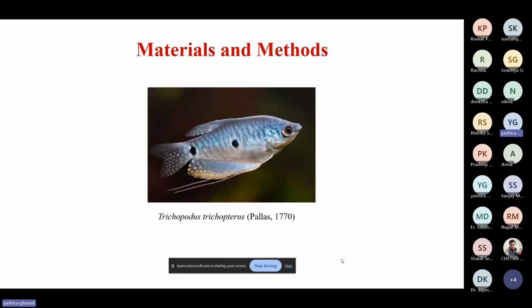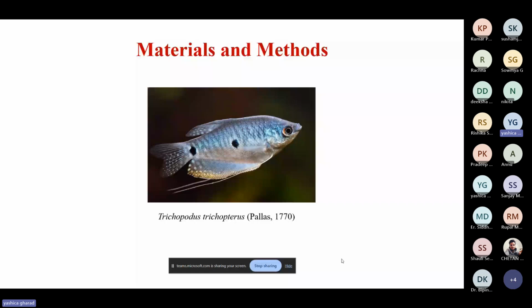Moving towards the material and methods, the experimental animal of the present study is Trichopodes trichopterus, belonging to the Osphronemidae family of order Anabantiformes. It is a hardy fish that tolerates variation in water quality parameters such as hardness, pH, temperature, and dissolved oxygen conditions. Also, the visual transparency of the embryos of blue gourami allows critical observation throughout development and efficacy of mosquito control, making the blue gourami a great model to study.